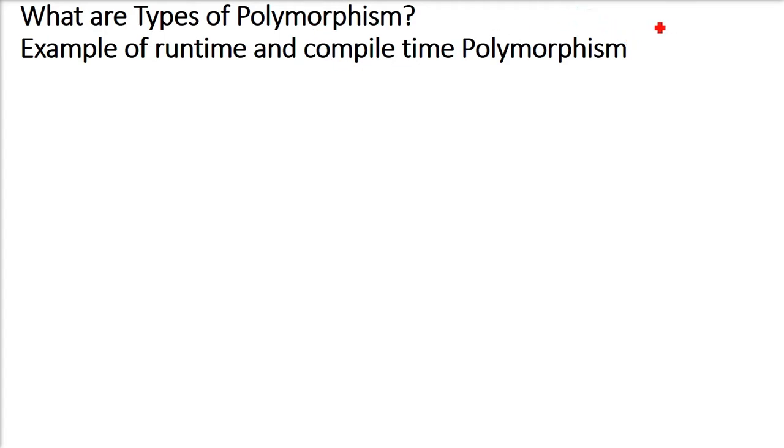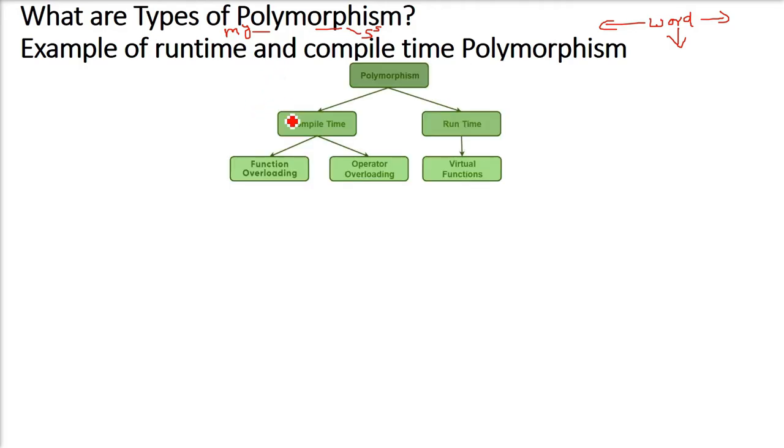One face, different acting. That is, one word or one function doing different work, performing different work depending upon the invocation or depending upon the calling or scenario. Polymorphism has come from two words, poly and morph. Poly means many, morph means the faces or shapes.